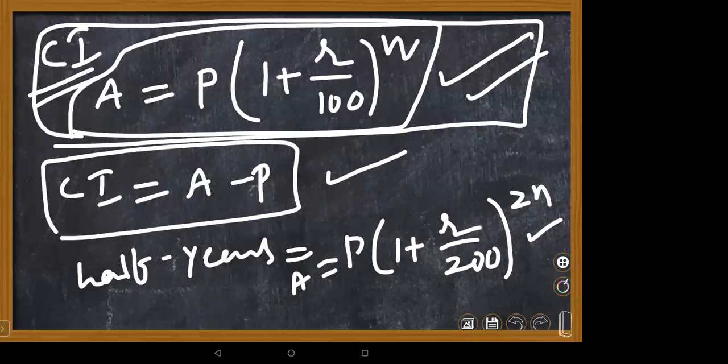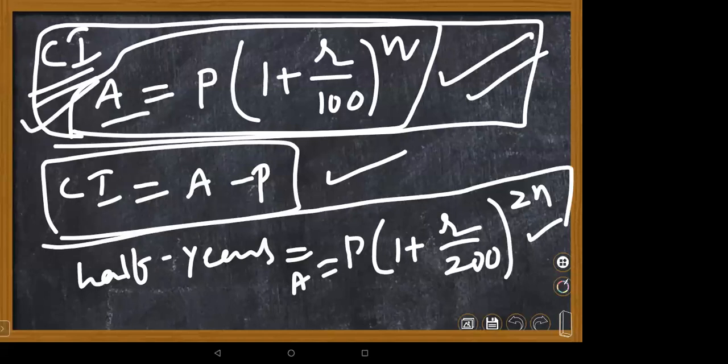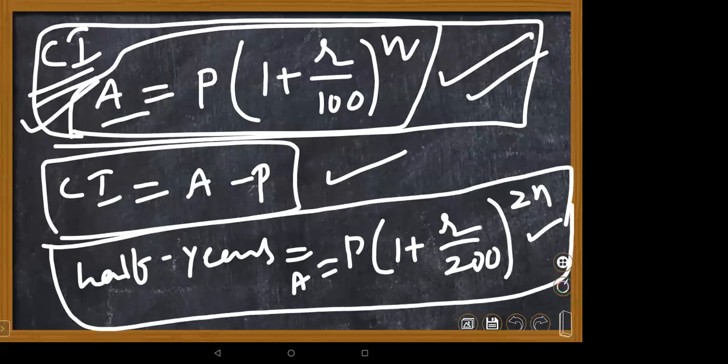Ma'am, I did not understand your question, ma'am. No, my dear, if I'm asking about annually, you're using the first formula, so amount equals P into 1 plus R by 100 whole to the power n. If I'm asking about interest calculated half yearly, you're using this. Suppose interest is calculated quarterly, what will you do? Ma'am, is it P into 1 plus R by 400 raised to the power 4n?